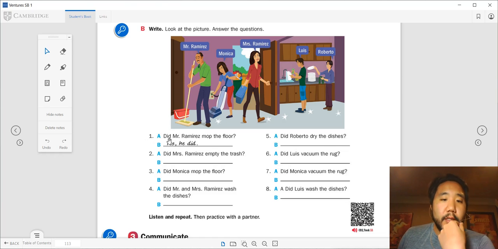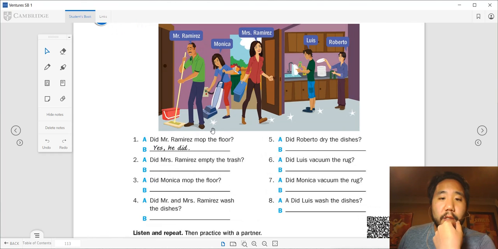Number 1, did Mr. Ramirez mop the floor? Yes, he did. So the answer is yes, he did, because if you take a look at the picture, the floor is shiny, so that's why they have a star right here. You see that? These symbols are representing clean.